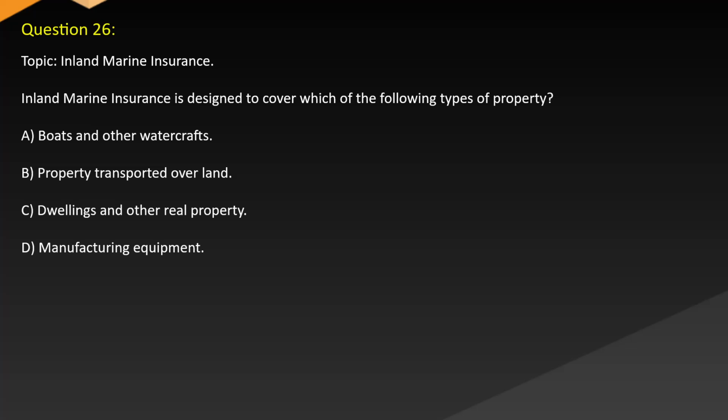insurance. Inland marine insurance is designed to cover which of the following types of property? A. Boats and other watercrafts. B. Property transported over land. C. Dwellings and other real property. D. Manufacturing equipment.